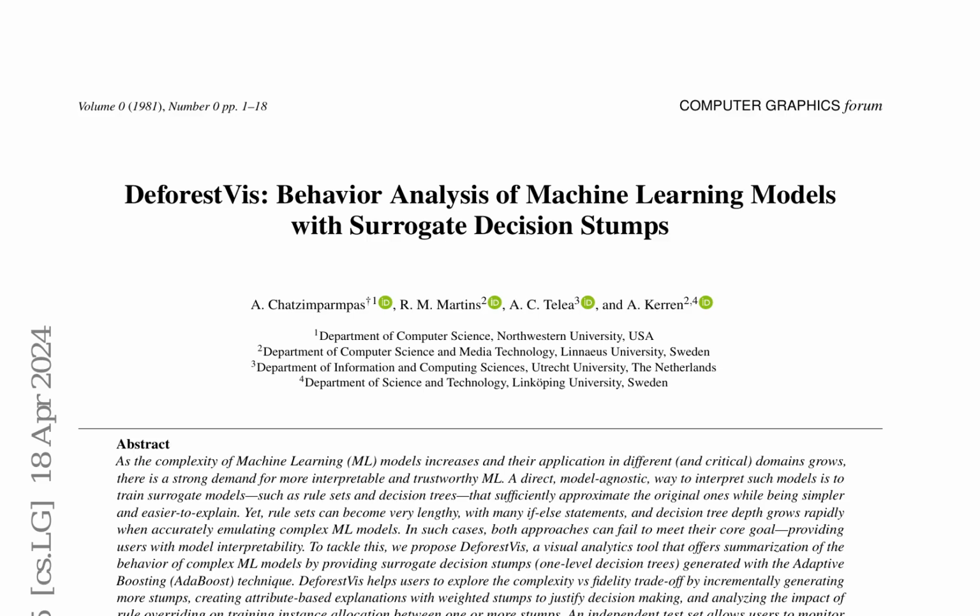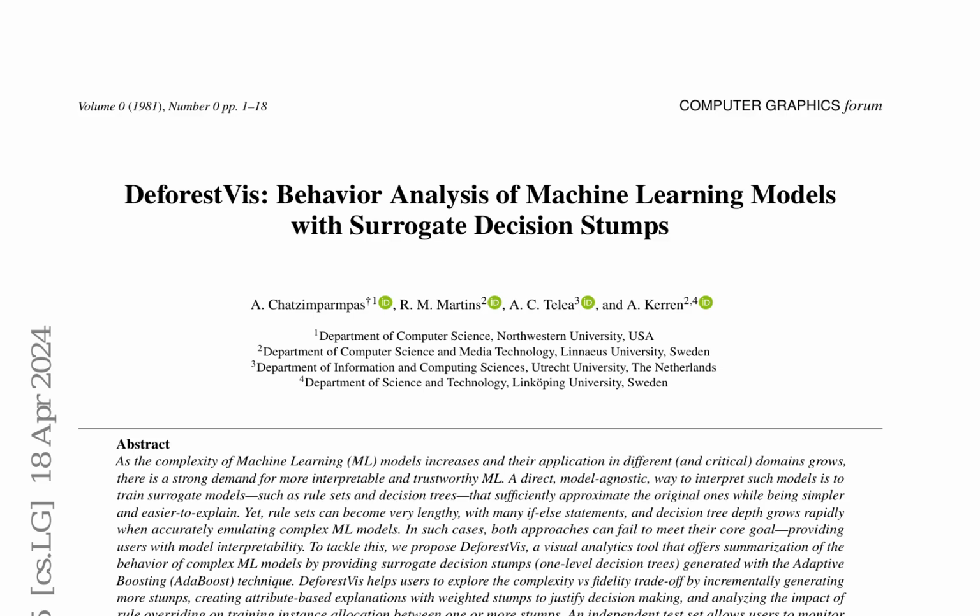While DeforestVis has shown promising results, there are several limitations and areas for future work. For instance, the tool currently supports only decision forests and may need to be extended to accommodate other types of machine learning models. Additionally, further research is needed to fully understand the cognitive benefits of using surrogate decision stumps for model interpretation.